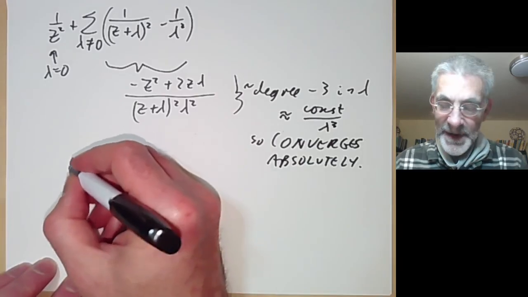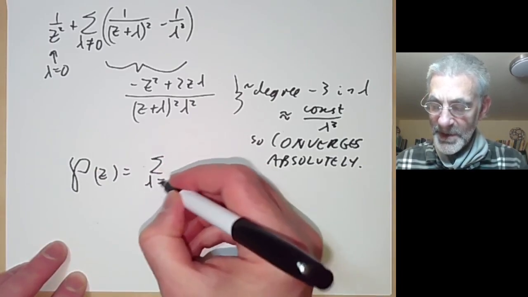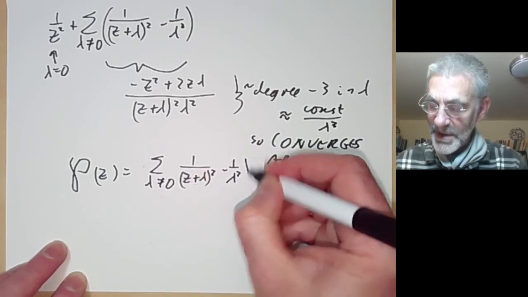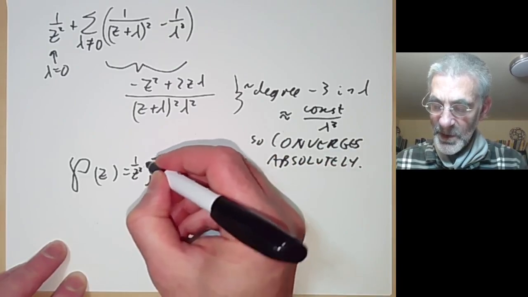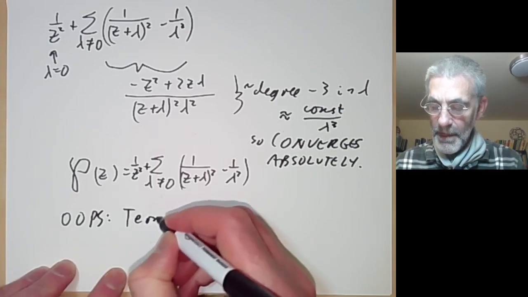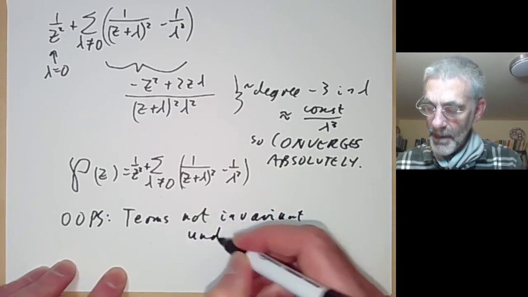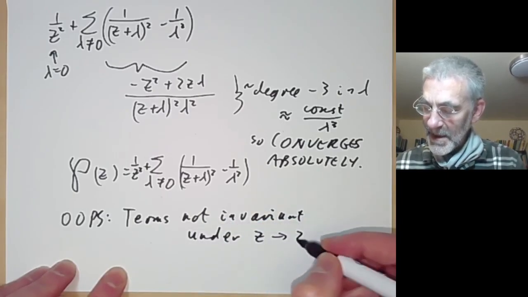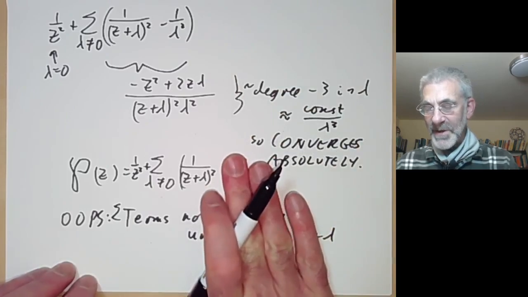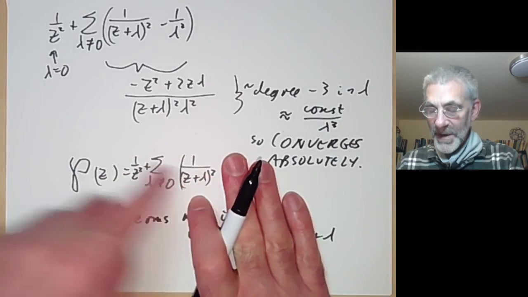So we define the Weierstrass P function as follows. It's just the sum over lambda not equal to 0 of 1 over z plus lambda squared minus 1 over lambda squared, and plus 1 over z squared. Well, there's a slight problem here. The terms are not invariant under z goes to z plus lambda, or at least the sum of the terms isn't invariant, because if we didn't put this 1 over lambda squared in, this would be obviously invariant if we change z to z plus lambda, but it doesn't converge.